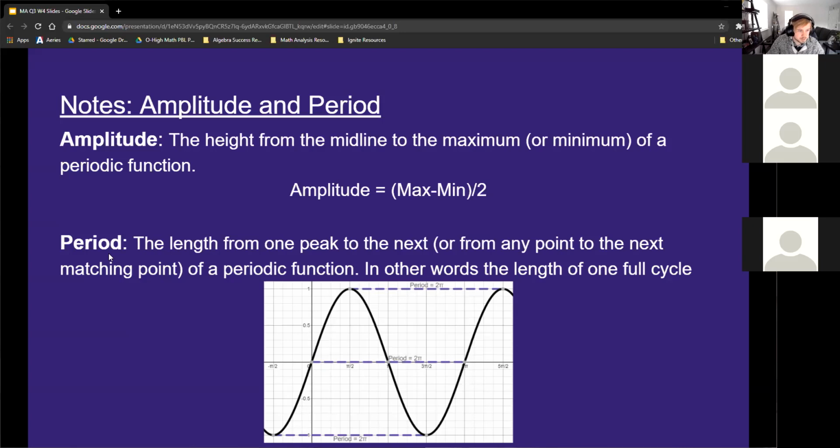Awesome. I see Rachel found the amplitude very nicely. Ooh, I see Mila found the period of the first one very nicely. Well done. Same with Christine. Excellent.